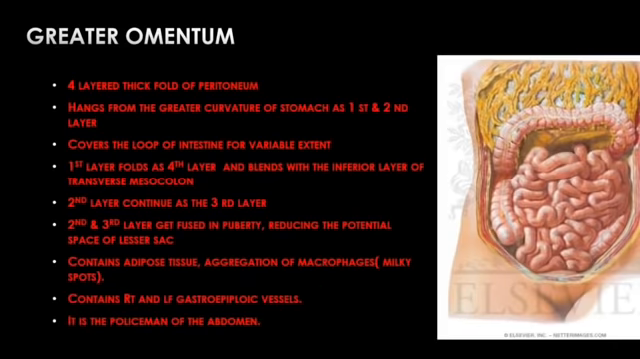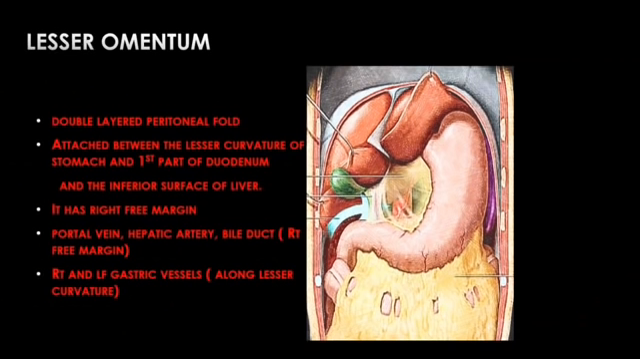When we lift the greater omentum, we will see the coils of the small intestine. That means the greater omentum covers the coils of the small intestine. Next we'll see about the lesser omentum. Already I told you that the stomach has a lesser curvature. It is the superior border.